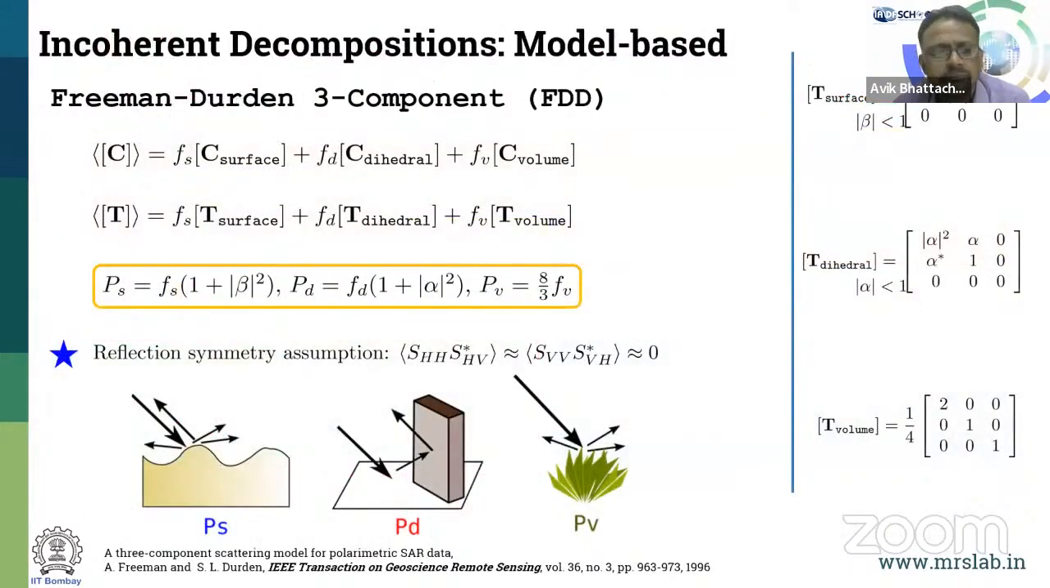So the idea is that simple: I have this measurement, and I want to break it up into some constituents, where it is the surface or the trihedral or dihedral and some kind of a volume. All of them are models which are written on the right hand side. So the idea is breaking them up into certain constituent elements, of course, with certain very strict assumptions you have to make in order to solve these equations. It was done by Freeman with only three components, so that you can break it up into only three constituent components.